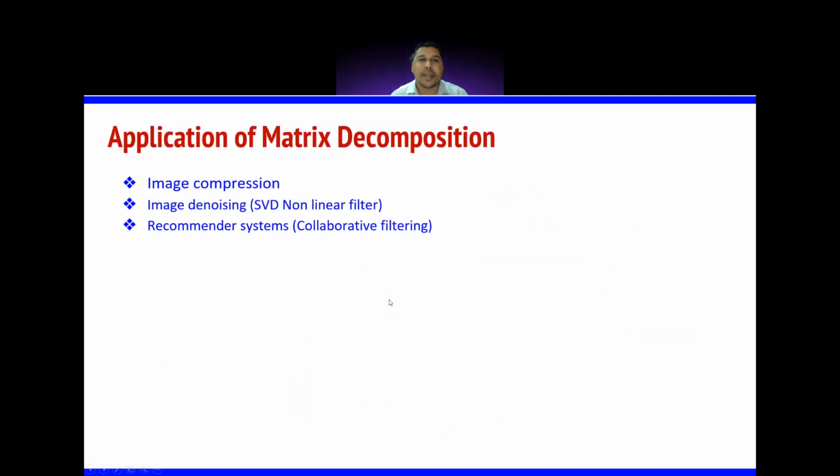So the applications of matrix decomposition, I have said: image compression, image denoising. There exists an SVD non-linear filter. If you are using some machine image processing libraries, we have this SVD non-linear filter with us. And recommender systems, collaborative filtering. Example of image compression, what is this?